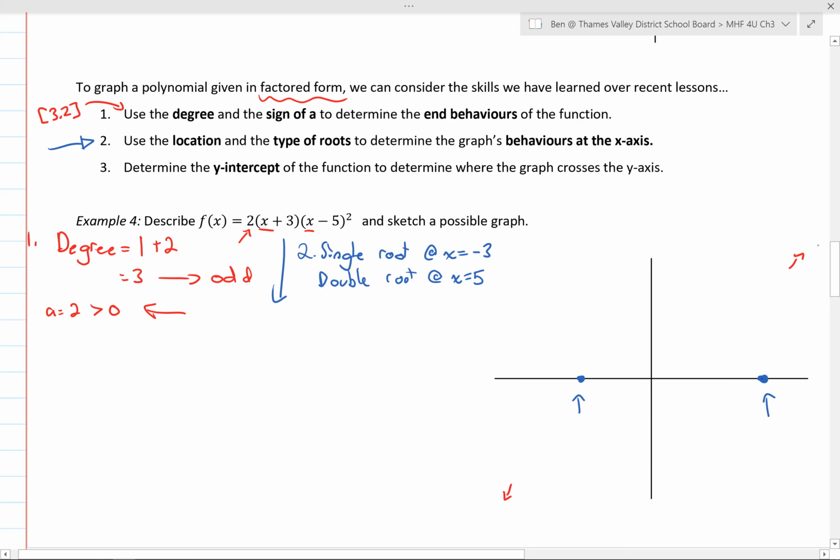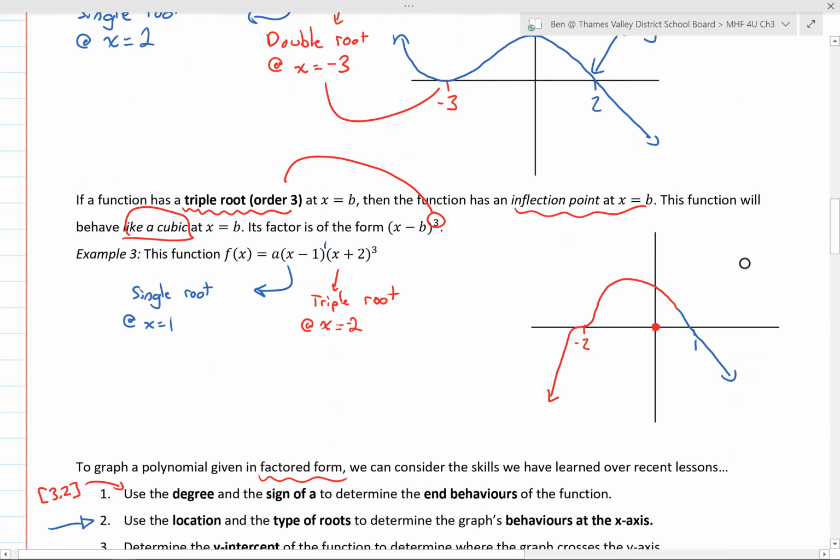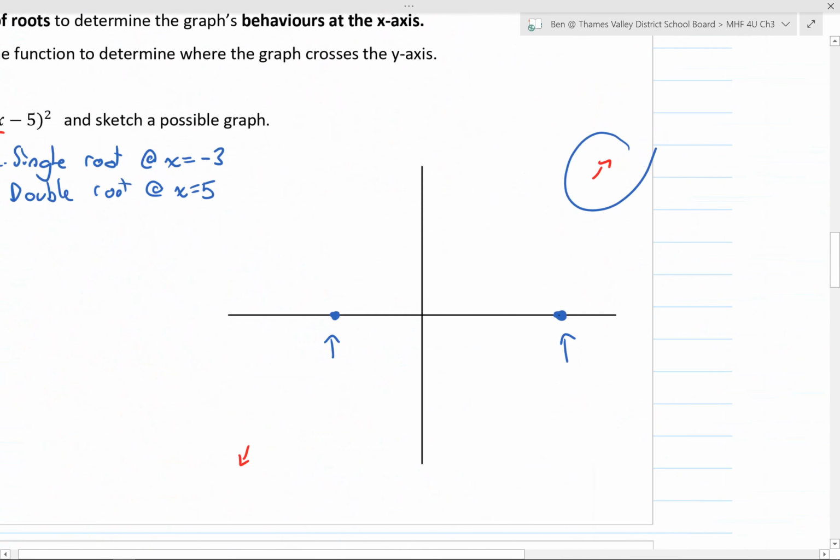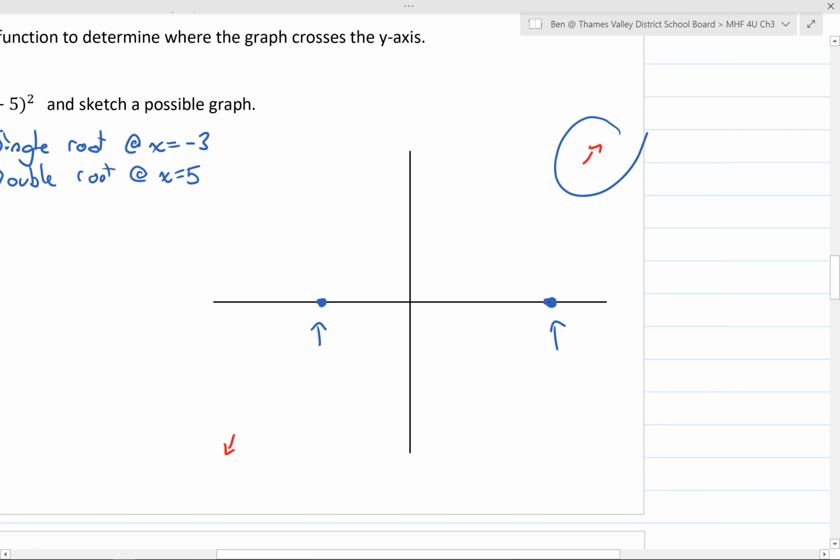So that means that our function has to come from this end behavior, right? We're focused on that. It has a double root at x equals 5. So that means our function could come down like this and it has to have a turning point there because it's a double root. And then we know that there's a single root over here. So that means our function, again, must come from over here. Our single root is there, so we cross right through the axis.